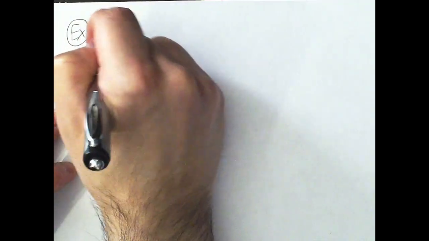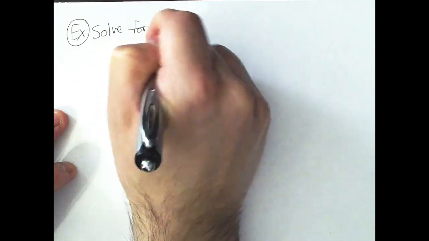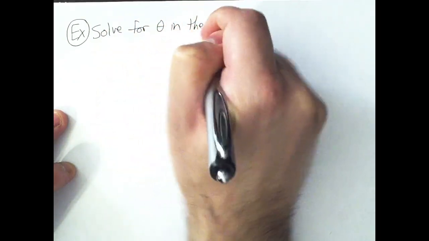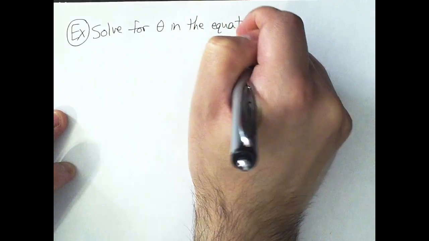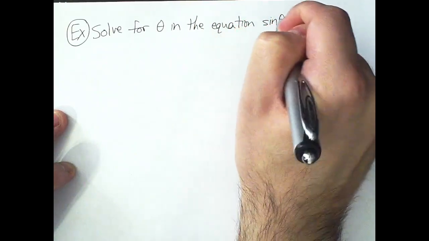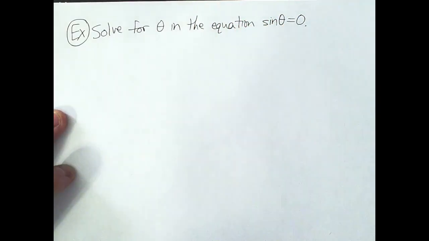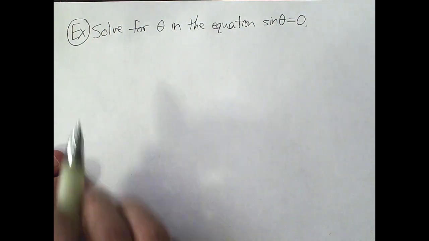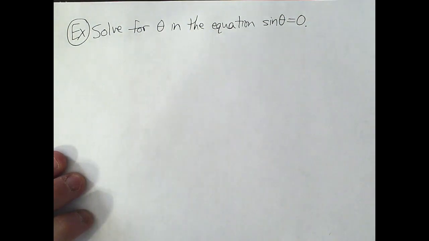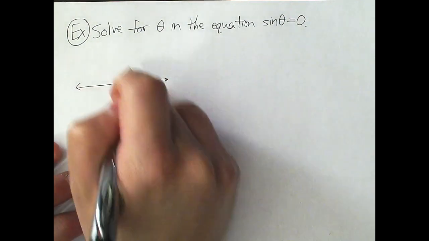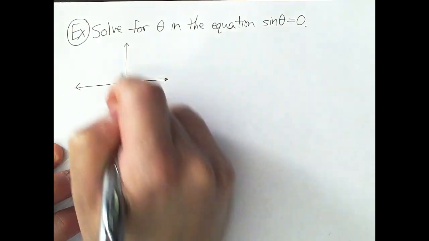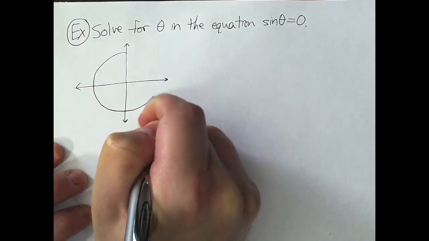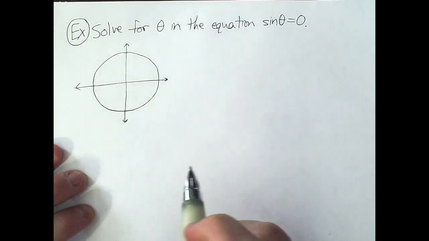So let's solve for theta in the equation sine of theta equals 0. This is another basic trig equation, right? It fits the basic form that we talked about earlier. So let's talk through this. We could use the unit circle. I don't think I'm going to draw a graph of sine this time, but I will draw a unit circle and ask, do we know anywhere on the unit circle where sine of theta equals 0?